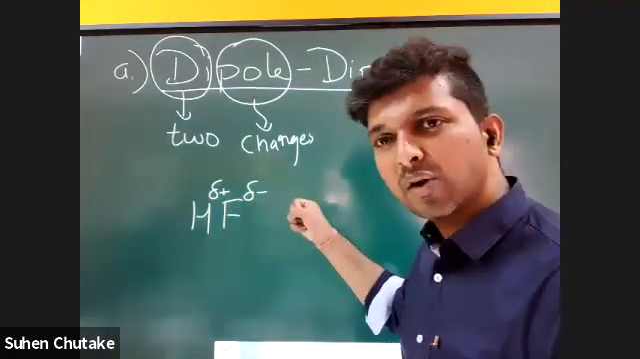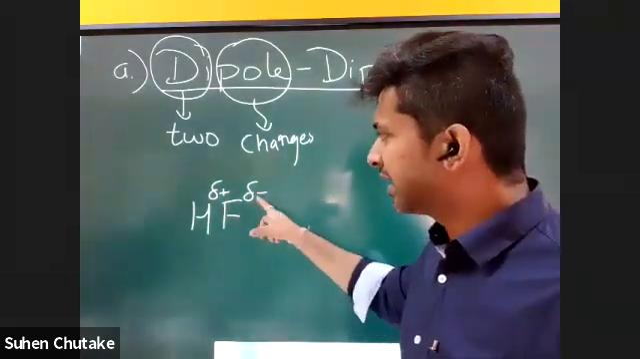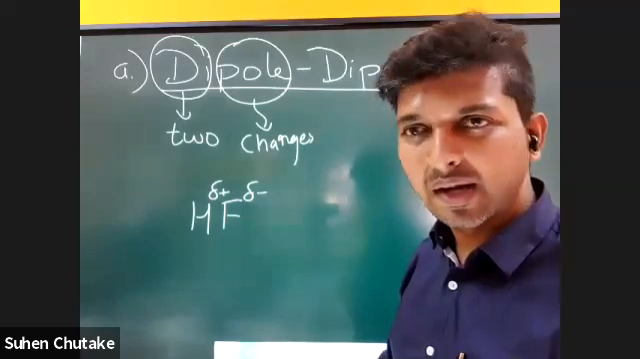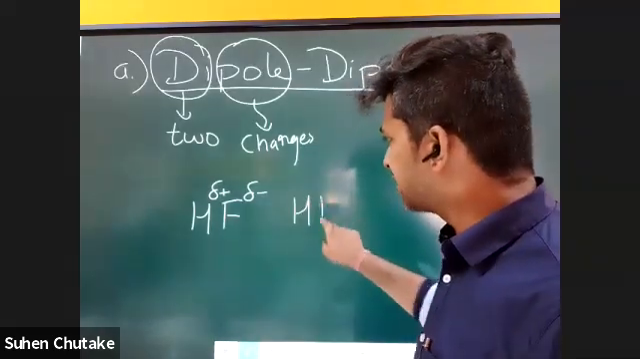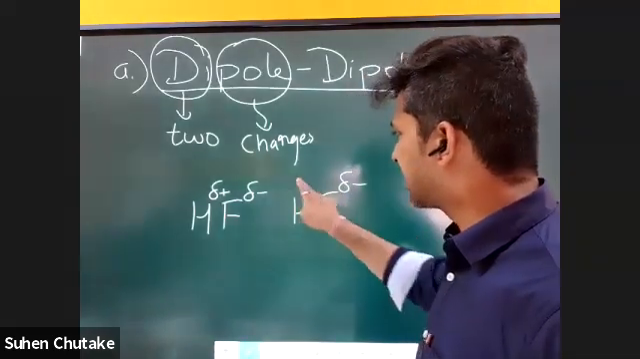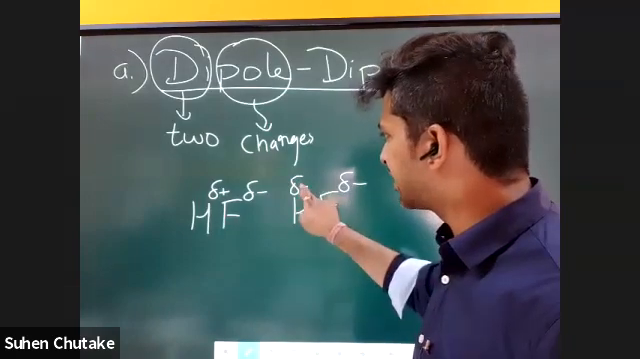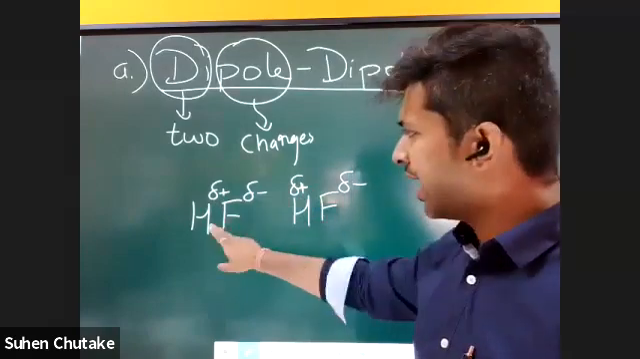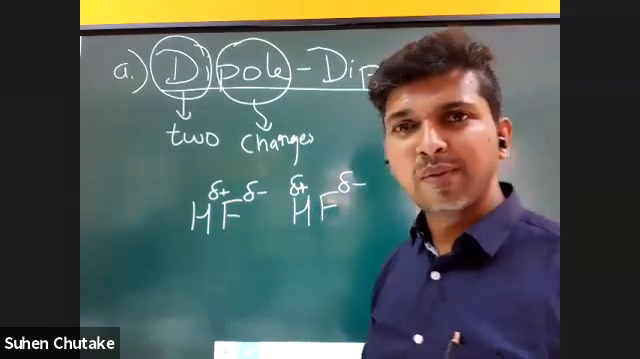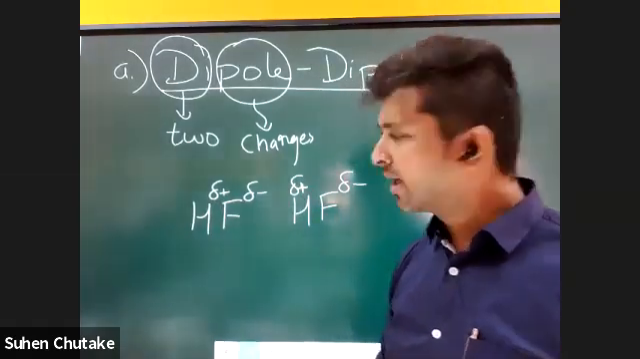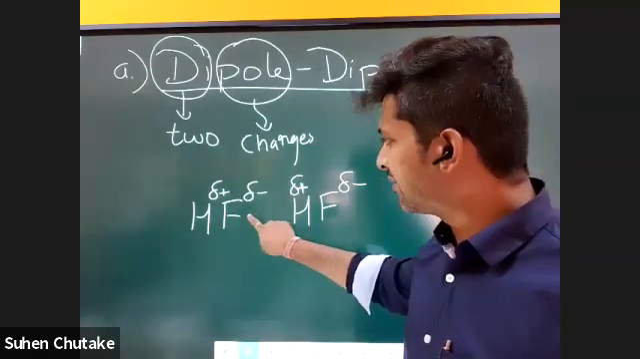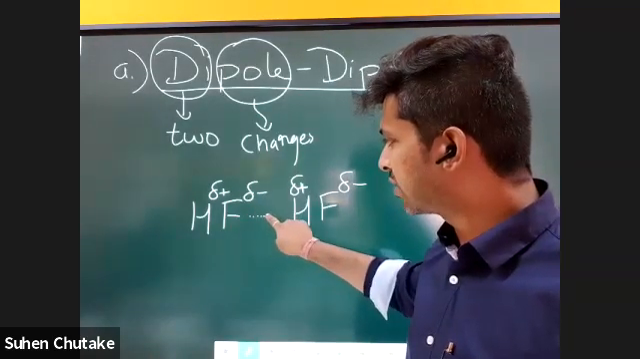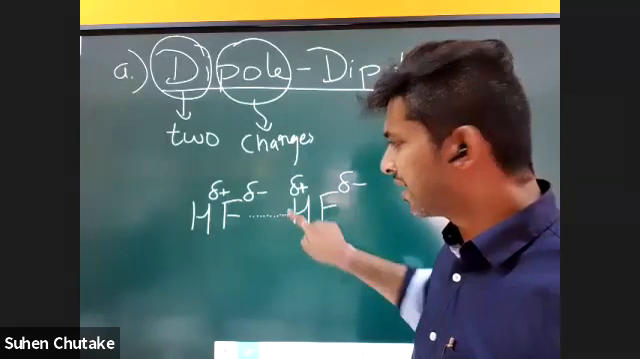So it will pull electrons from hydrogen, and it will gain a delta negative charge, and hydrogen will gain a delta positive charge. Similarly, we are having one more HF where fluorine will gain delta negative and hydrogen will gain delta positive. Same thing, two identical molecules, HF, HF. Now, what will happen between these HF and HF molecules is that they will develop an attraction for each other. Why will they develop an attraction for each other?